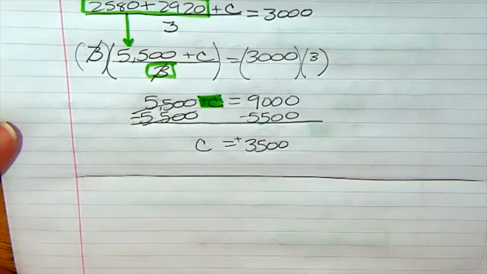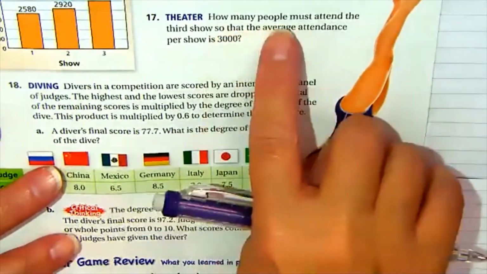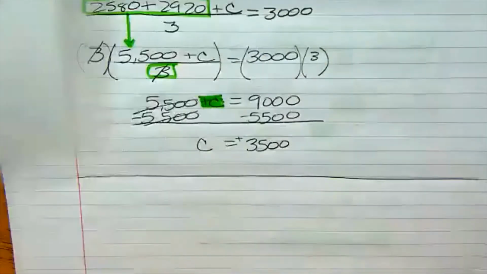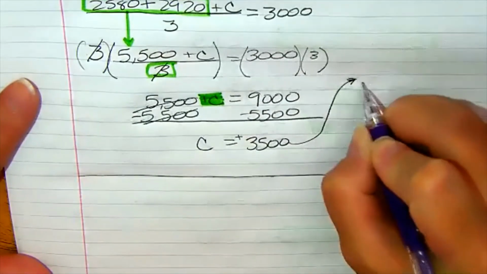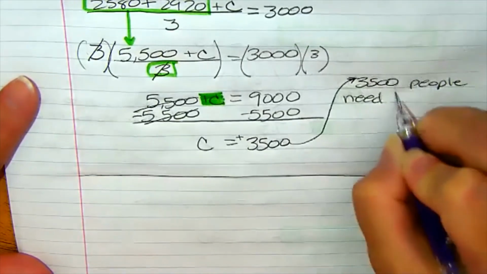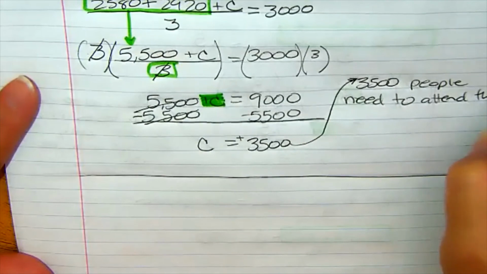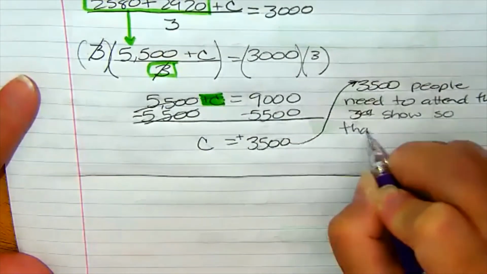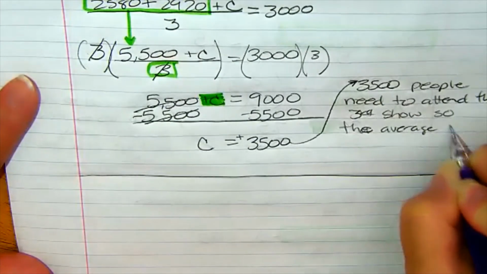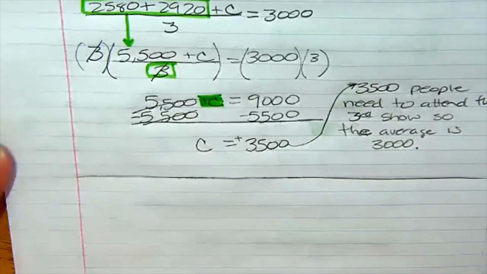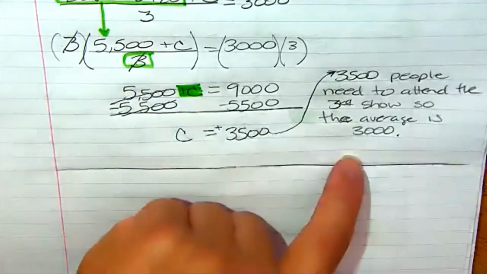So a word problem dictates a word answer. What does this 3,500 mean? How many people must attend the third show so that the average attendance per show is 3,000? So 3,500 people need to attend the third show. So the average is 3,000. Remember, a word problem dictates a word answer.